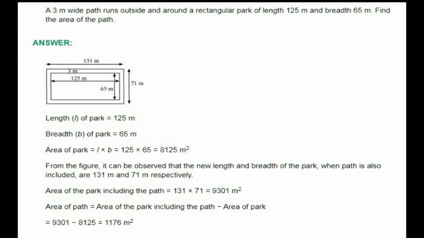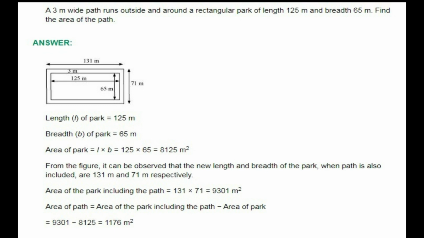Coming to our next sum: a 3 meter wide path runs outside and around a rectangular park of length 125 meter and breadth 65 meter. Find the area of the path. So what they are telling you is that there is a rectangular park whose length is given as 125 meter and breadth is given as 65 meter, and a path 3 meter wide runs outside the rectangular park. So they are asking you to find the area of the path.